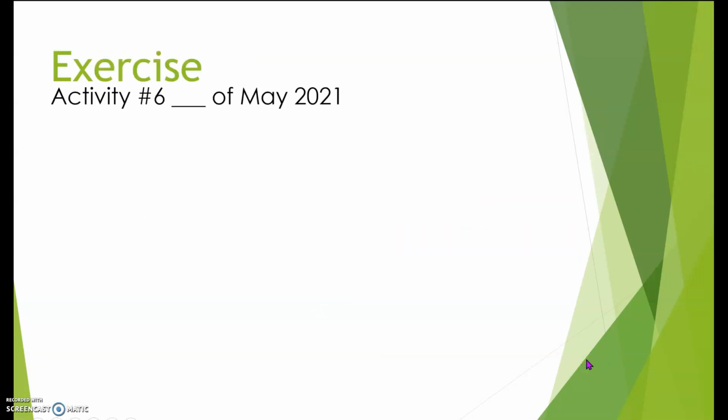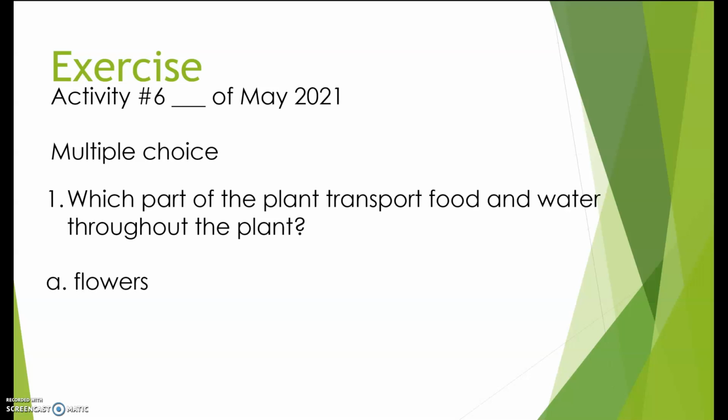Okay, now let's do our exercise. Bring out your notebook and write the activity as it follows. We will do multiple choice. You can choose the best answer by choosing the correct letter. Number 1. Which part of the plant transports food and water throughout the plant? A. Flowers, B. Seeds, C. Stems.